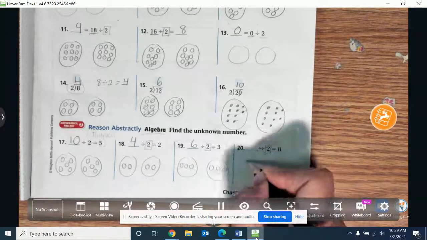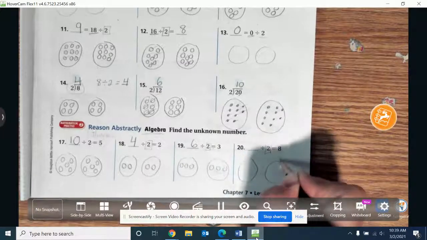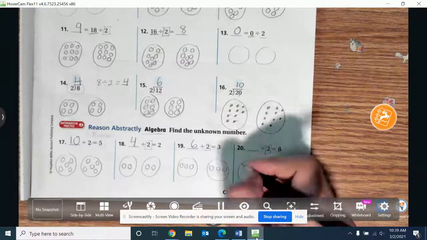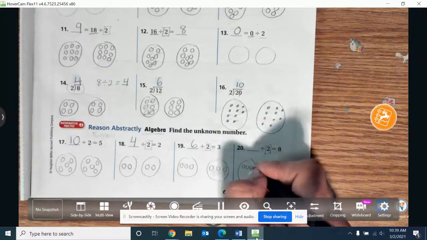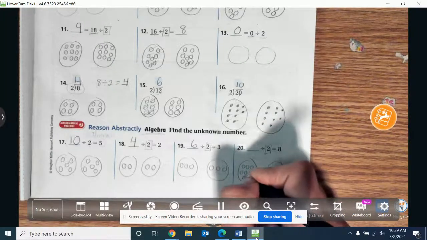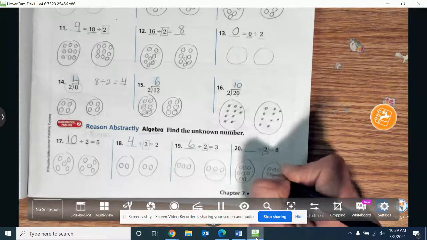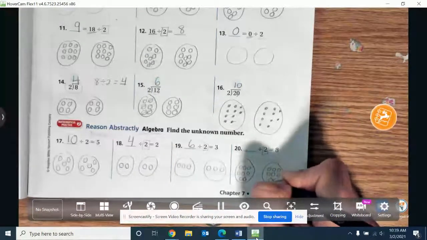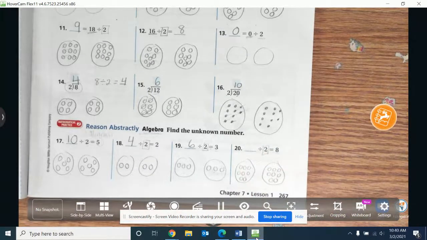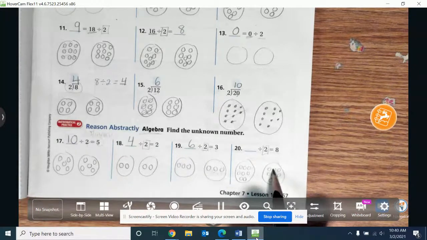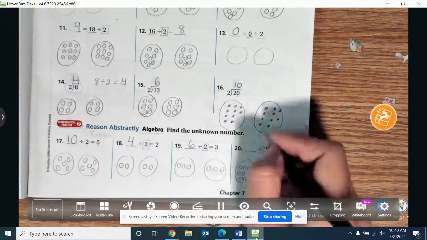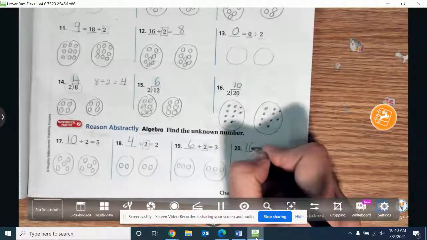Again, 2 groups. This time, 8 in each. 1, 2, 3, 4, 5, 6, 7, 8. 1, 2, 3, 4, 5, 6, 7, 8. How many are there all together? 8 plus 8 gives us 16.